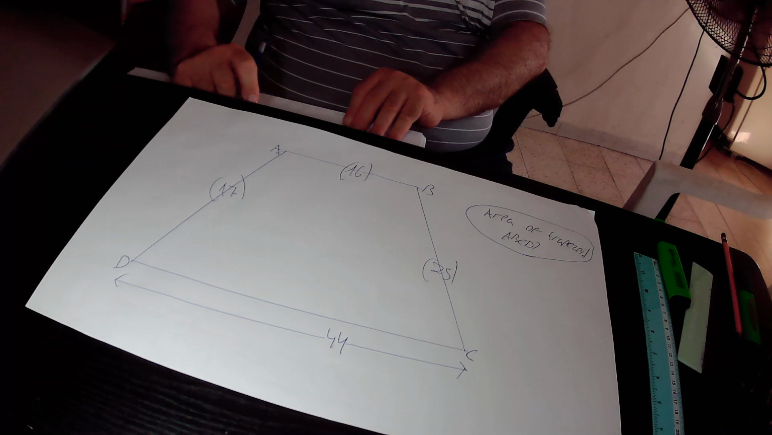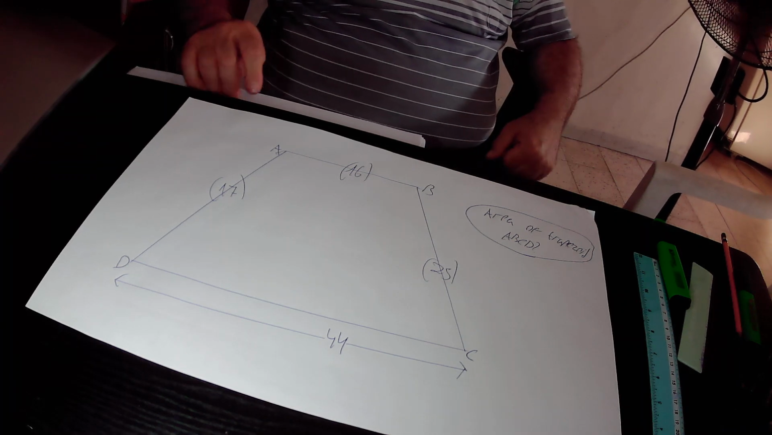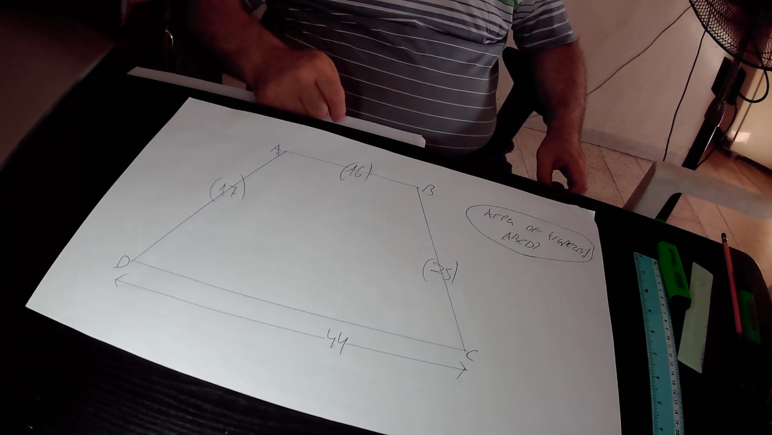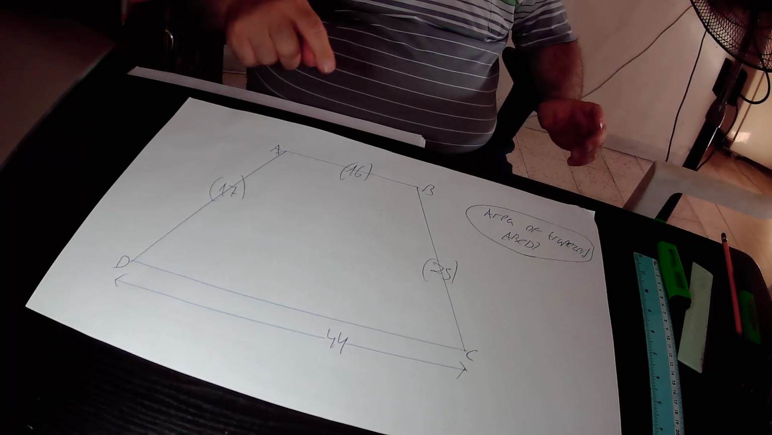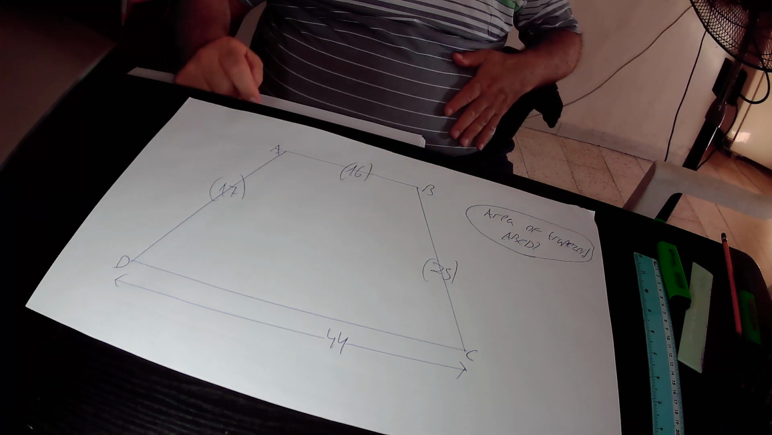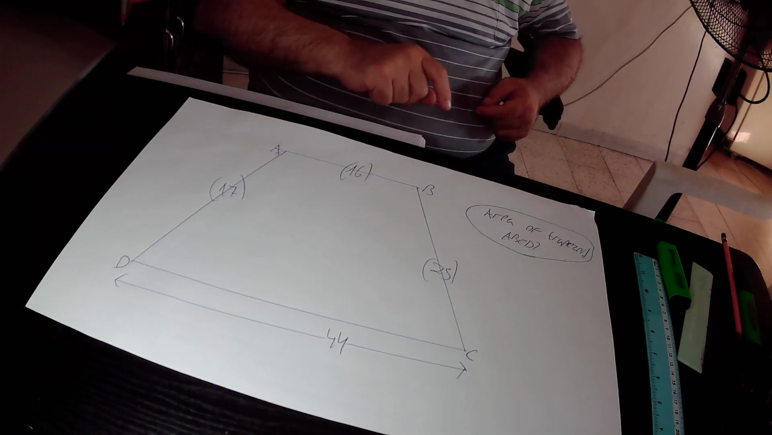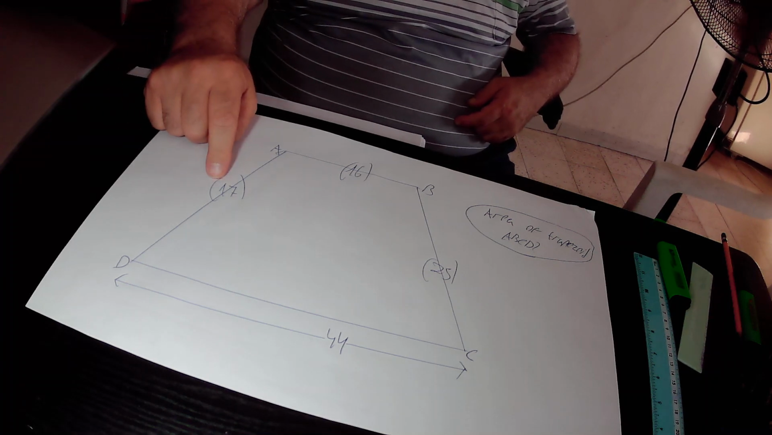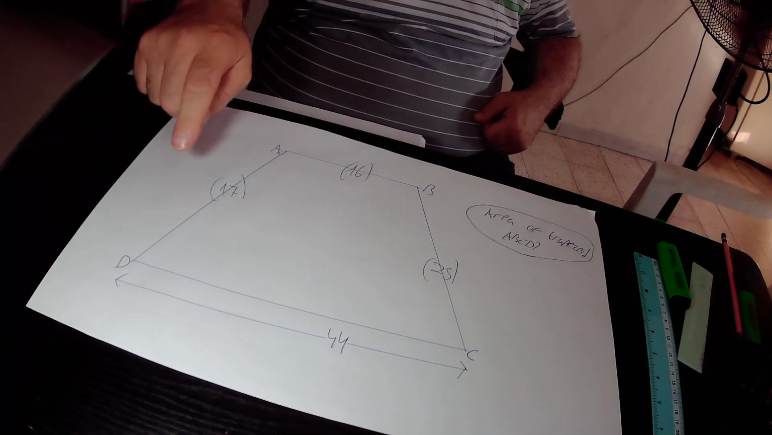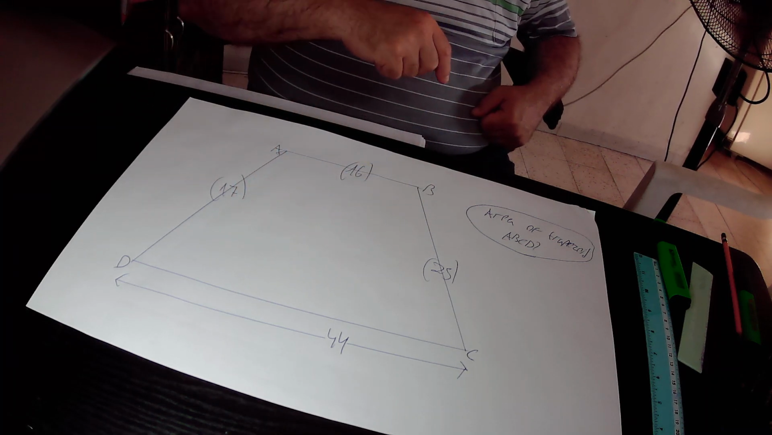In the second question, our mission is to find out the area of this trapezoid ABCD. We know that side AB equals 60 units in length, side AD equals 17 units, side AC equals 25 units, and finally side DC equals 44 units.